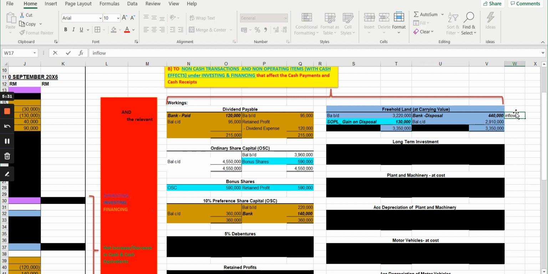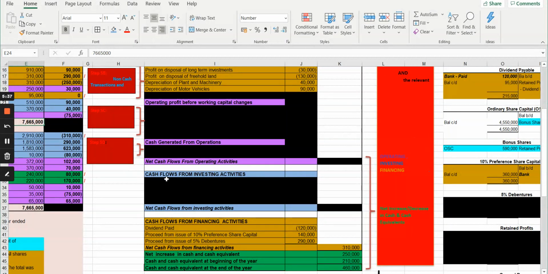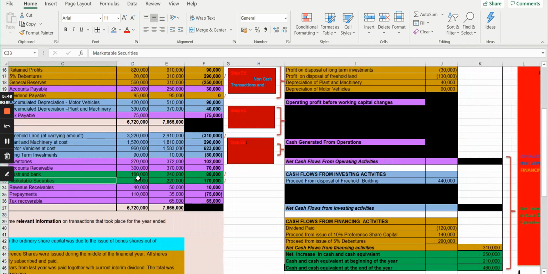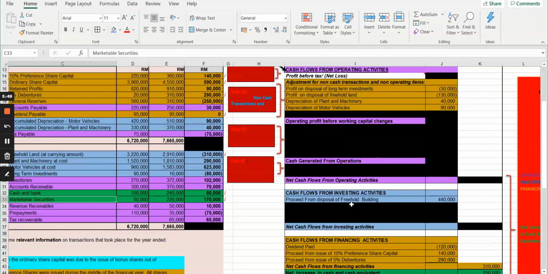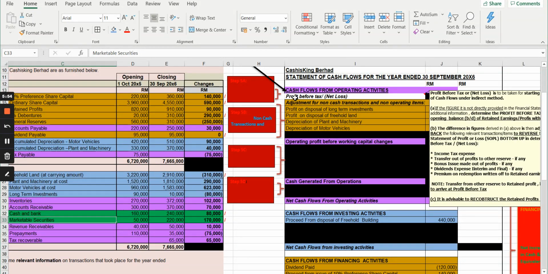Inflow means you are going to add them in your investing activities, and you're going to put here proceeds from disposal of freehold building. Now we have done that. You have another item that you need to do. As I said, we're going to do this concurrently with our adjustment item here.